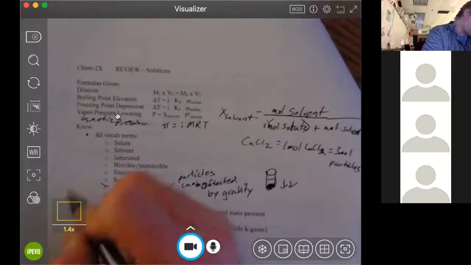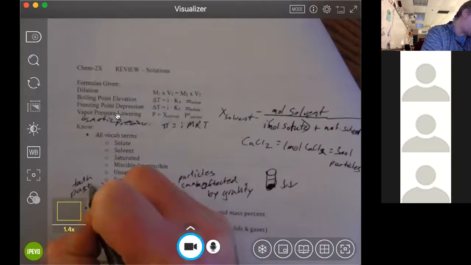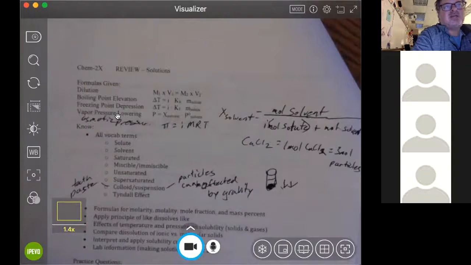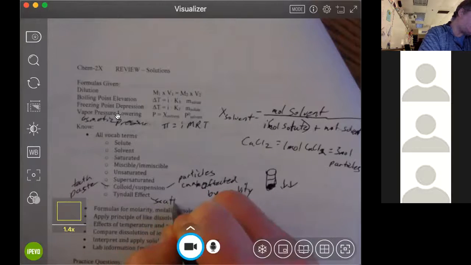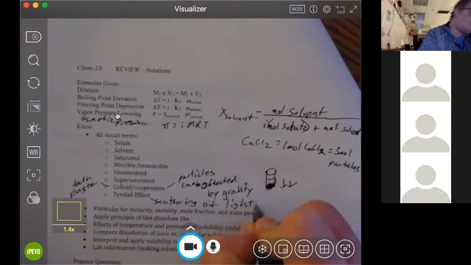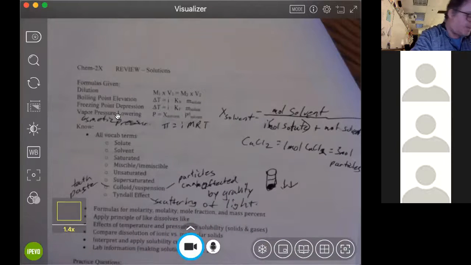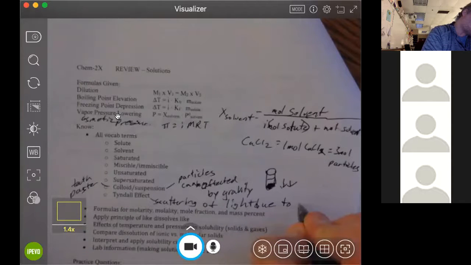A colloid would be more like toothpaste. It doesn't move. You don't have to shake it up. They just stay in there. Tyndall effect is basically the scattering of light, and that's going to be a big part of this Spec 20 lab. Scattering of light due to dissolved particles.